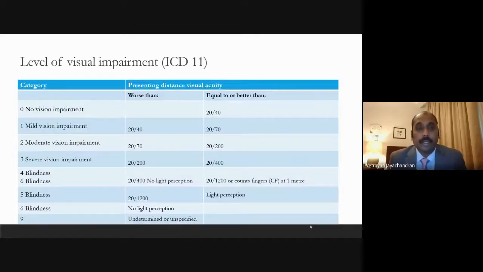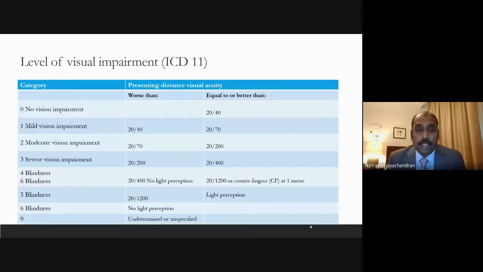This is the classification of visual impairment according to ICD-11, the current classification. A patient with visual acuity 20/40 or better does not have any kind of vision impairment. If the visual acuity is worse than 20/40, up to 20/70, it is called mild vision impairment. 20/70 to 20/200 is moderate, and 20/200 to 20/400 is severe impairment. If it is worse than 20/400, then it comes under the category of blindness.